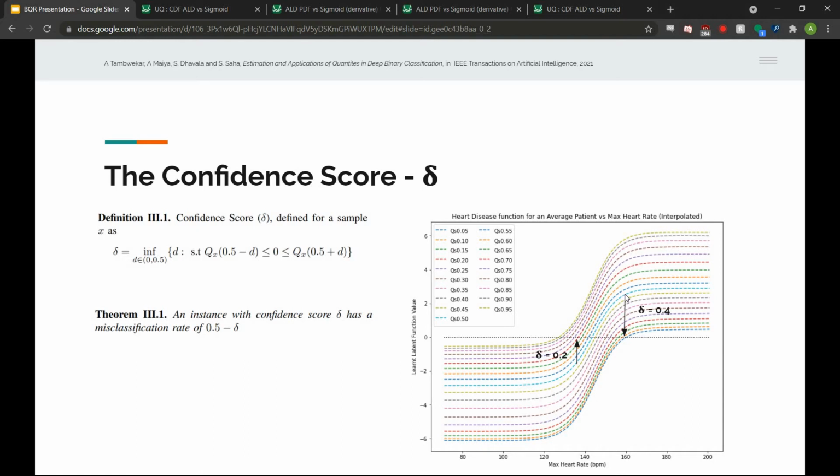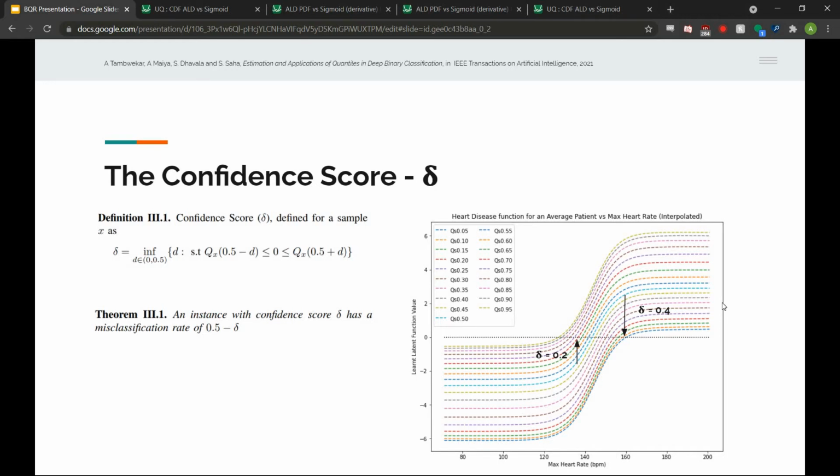If you look at this sample here at close to 160 max heart rate, we actually have to move down, right? Because our class label is already 1. So we need to go from this line here, this orange line here, which corresponds to a quantile score of 0.1. And this translates to a delta score of 0.4 because we have 0.5 minus 0.1.